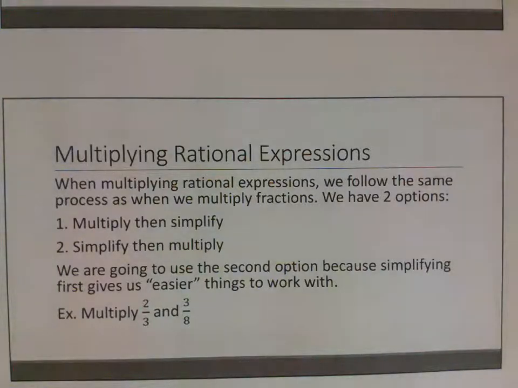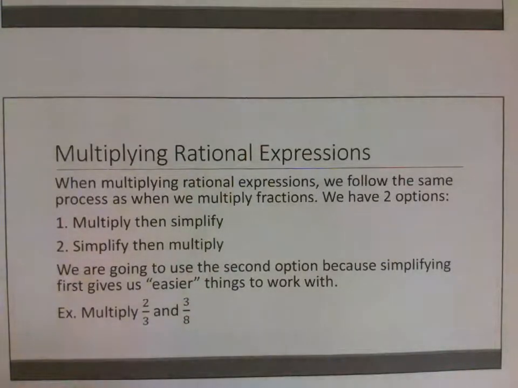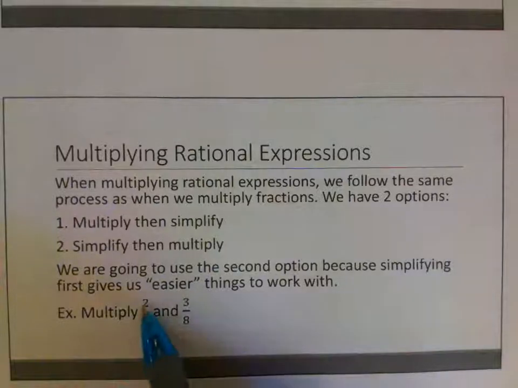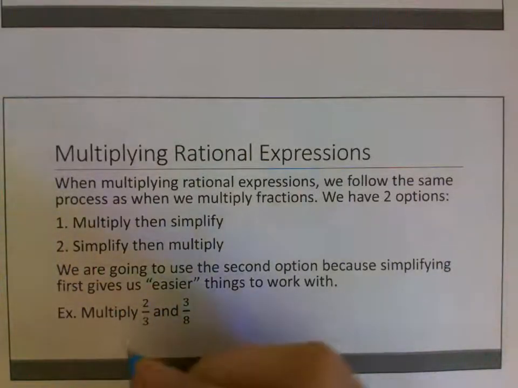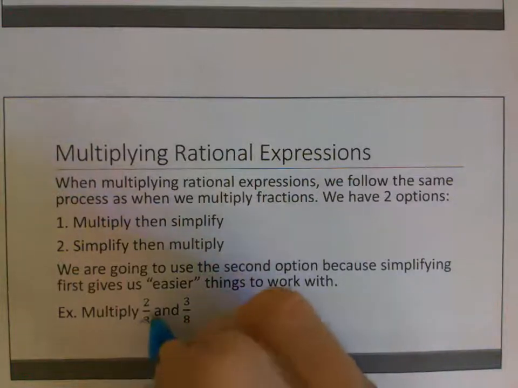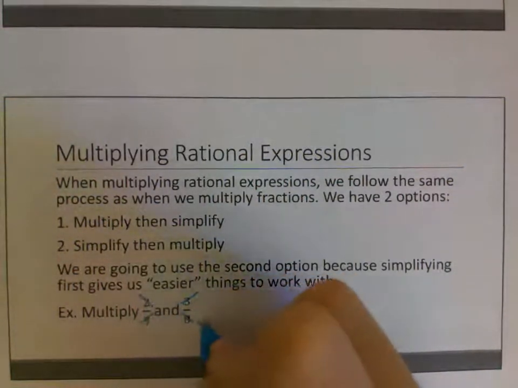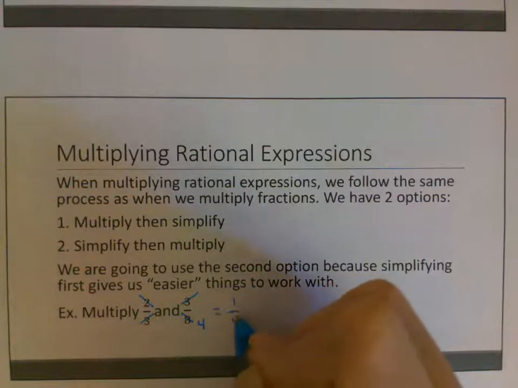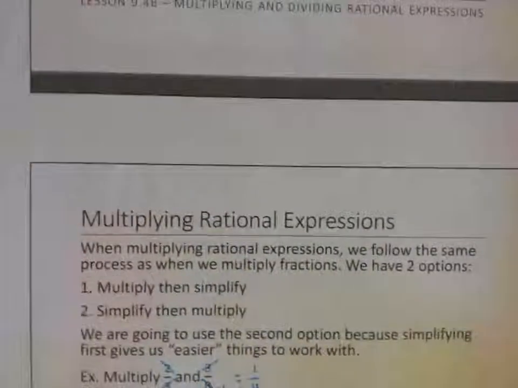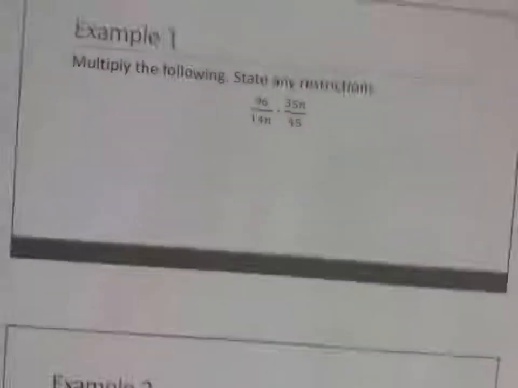I'm going to use the second option of simplify then multiply because when we're working with polynomials, it's just going to make life easier. So what I mean by simplify first is looking top to bottom, first of all, 2/3 can't simplify, 3/8 can't, but then looking diagonally, I can cancel out those 3's, and then 2 goes into 8 4 times, and so this would give me 1/4.